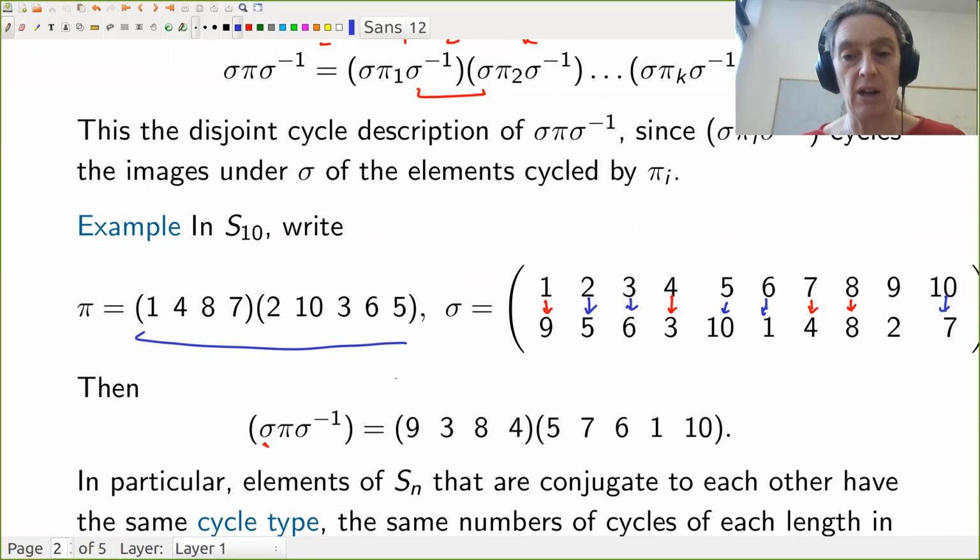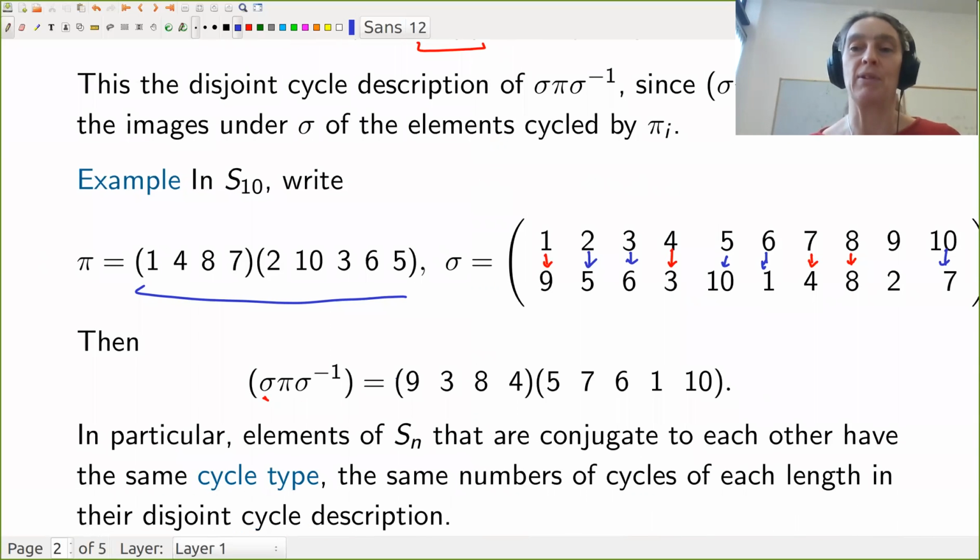So elements of Sn that are conjugate to each other have the same so-called cycle type. That means they have the same number of fixed points, the same number of 2 cycles, the same number of 3 cycles, and so on for each possible cycle length. And in this case, it's a 1, a 4, and a 5. And of course, 1 plus 4 plus 5 makes up 10, which is the degree of the symmetric group that we're in. Okay, so that's what conjugacy means in symmetric groups. It just corresponds to cycle type.